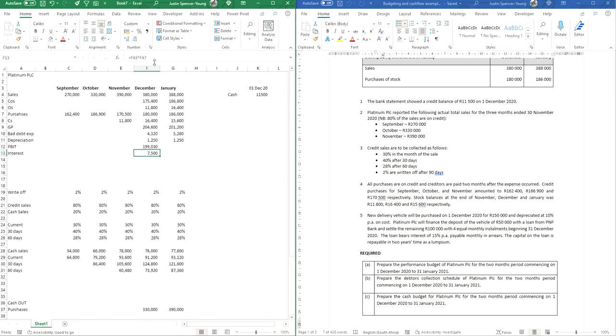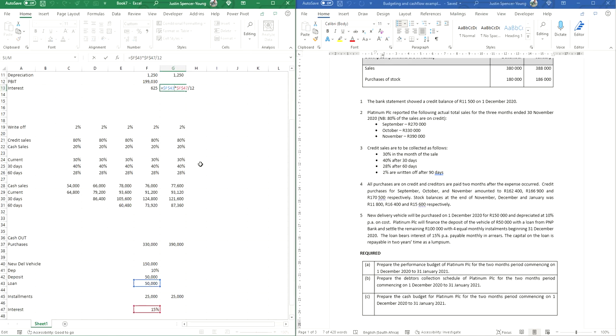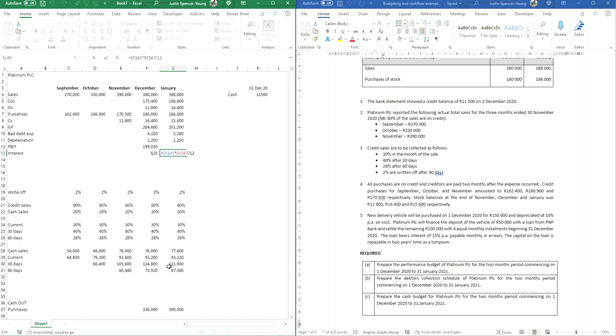Careful, this is an interest rate per annum, so divided by 12. Then if I put an F4 on there, you see it puts the dollar signs. Dollar signs act as an anchor, which allow me to copy and paste right, and it means it's referring to these cells and doesn't move off them. Good old basic Excel stuff. We can copy and paste our calculation and check that it works.